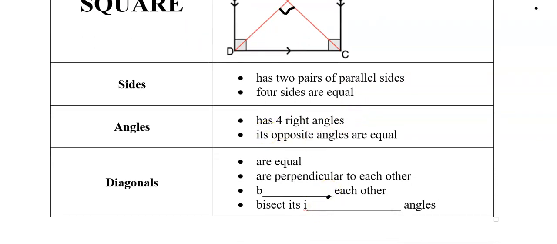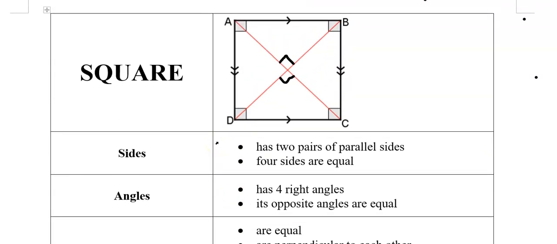This is our next point. To reiterate, bisect means cut equally. The diagonals also bisect its interior angles. So these are some of the properties that we have learned for square. Maybe I'll just draw this in a better manner.